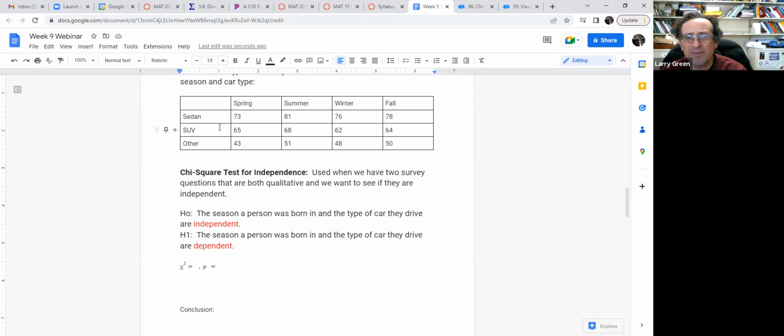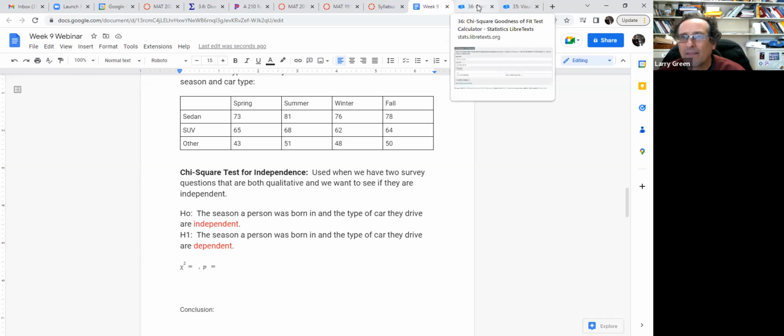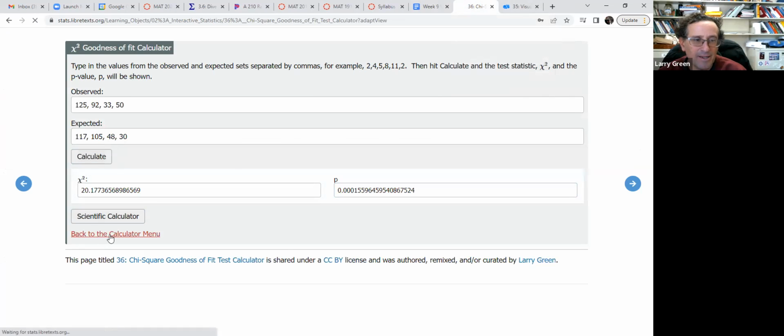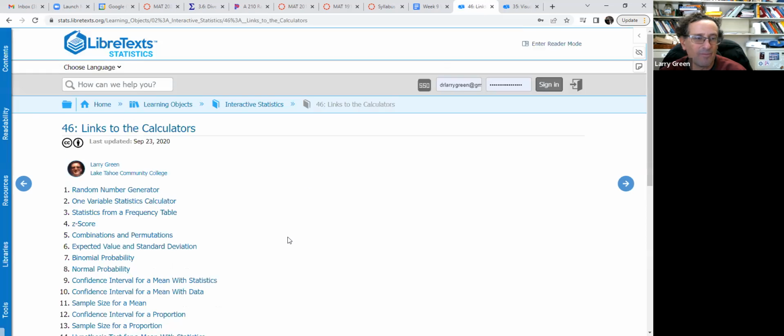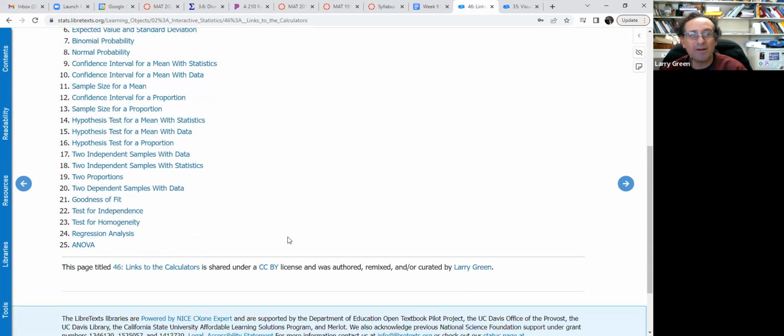Okay, what do you think the next step is going to be? The hope is, because it's kind of the same process we've been doing all along for weeks now. Yeah, we're going to go to the calculator. Let me go back to the calculator menu. And what calculator number do you think we're going to use? I tried to make it really obvious in terms of naming these things. Yeah, this is 22, test for independence.